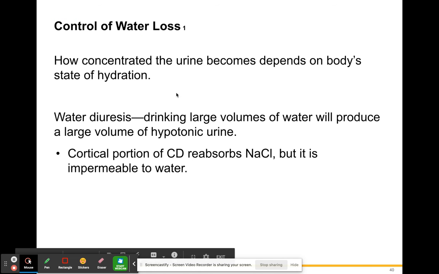Okay, how concentrated your urine becomes depends on your state of hydration, right? If you are highly hydrated, you have lots of water in your system, your urine will be a lot more diluted. If you are dehydrated, if you drink a lot of coffee, if you drink a lot of alcohol, or if you're doing a lot of exercising and not replenishing your water, your body will tend to have much more concentrated urine. This is very obvious by the color of the urine that you have.